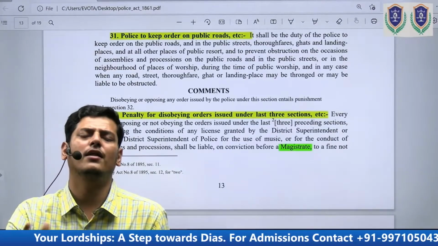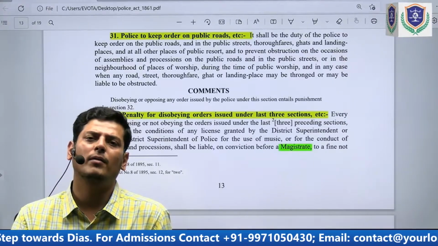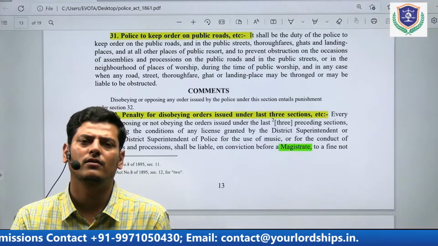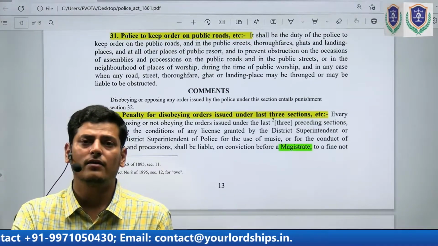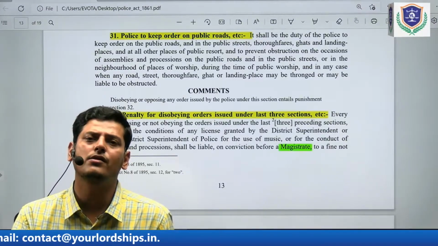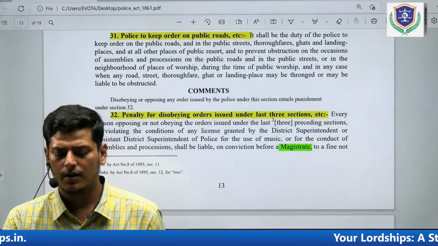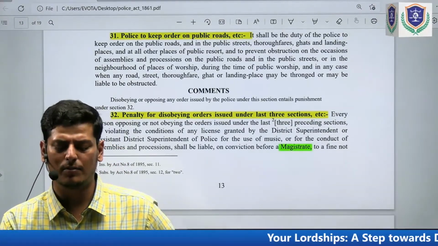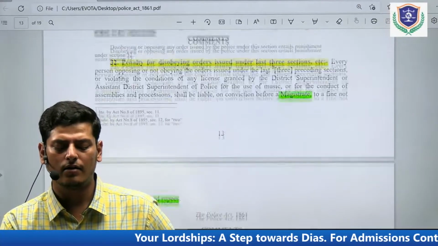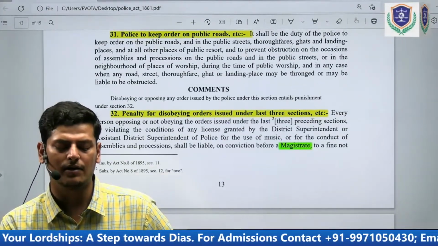अभी आपने recent एक केस देखा होगा, एक फेमस जो थे यूट्यूबर, अपना बर्थडे उनको मनाने के लिए वहां पे जो है इकट्ठा हो गए मेट्रो स्टेशन पे. So generally the police officers are duty bound to maintain order on these public spaces. Okay, it shall be the duty of the police to keep order on the public road, and so on. Disobeying or opposing any order issued by the police under this section entails punishment under section 32.